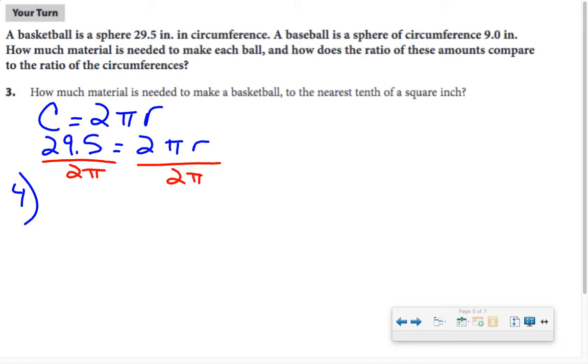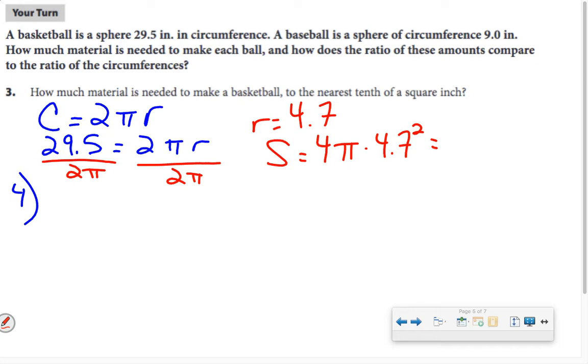In some of your calculators, you might need to do this in 2 separate steps, meaning you would do 29.5 divided by 2, equals, and then divide by pi. In some calculators, you can put parentheses around what you're dividing by. Just be very, very careful that your answer makes sense. So 29.5 divided by 2 pi gives me that my radius is approximately 4.7. Now the surface area of the basketball is 4 pi times 4.7 squared.